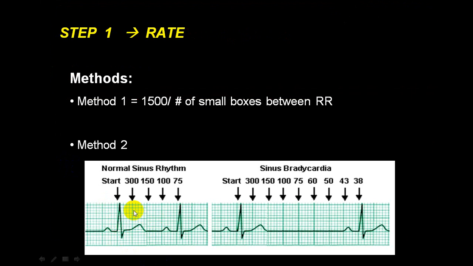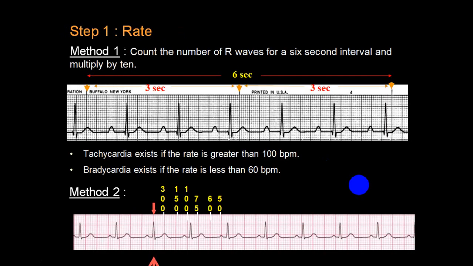Here you can see that it is 20 small squares. So 1500 divided by 20 will come to 75. So that is the way. Here it is 1500 divided by so many small squares. You will have to calculate 1, 2, 3, 4, 5, 6, 7, 8, 40. So 1500 divided by 40 will roughly come to 38. So this is a technique which you can utilize.